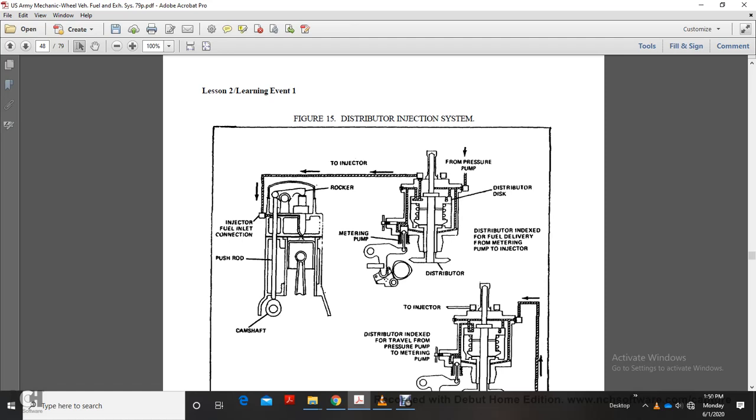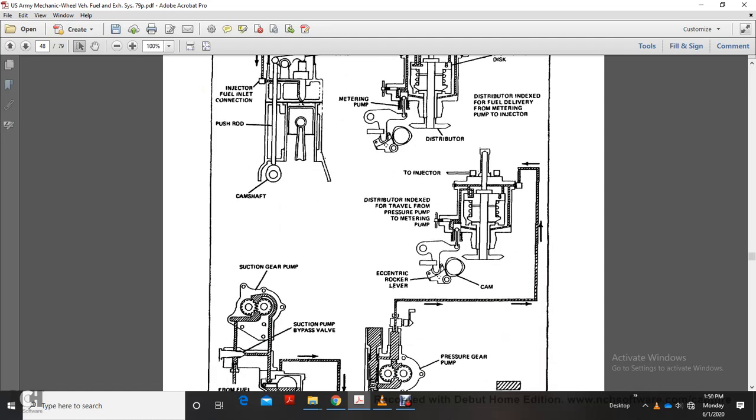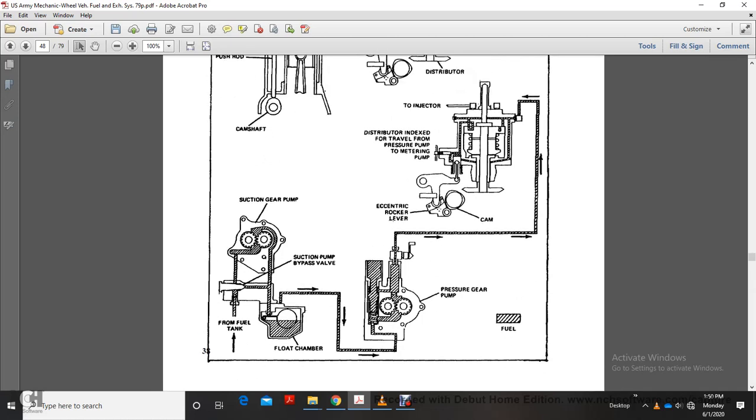Figure 15 shows the distribution injection system: camshaft, push rod, injector fuel inlet, rocker arm, injector, metering bob, distributor box, disc, fuel pressure, distributor index, fuel filter, fuel drive from meter, fuel pump, injector, distributor index, travel pressure pump, metering pump, electronic control, eccentric rocker arm cam. Then fuel goes from the fuel tank to suction gear, to suction bypass valve, pilot flow chamber, pressure gear, and then into the pump.